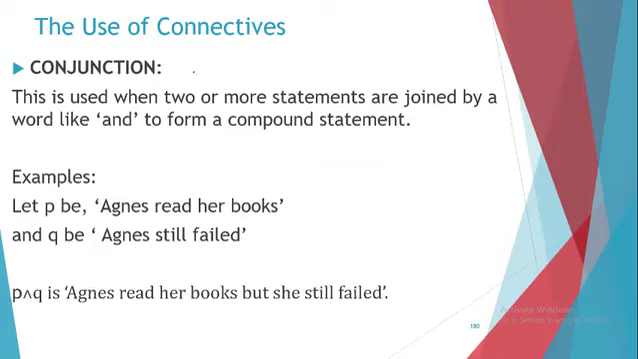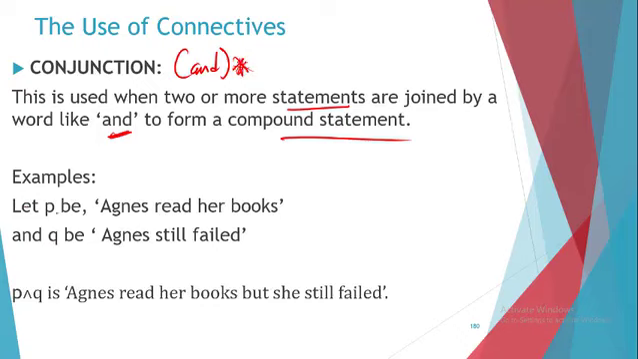Conjunction is used when two or more statements are joined by a word like and to form a compound statement. Two simple statements coming together to form a compound statement, then we use conjunction, which is and, to join both of them. We have an example here.